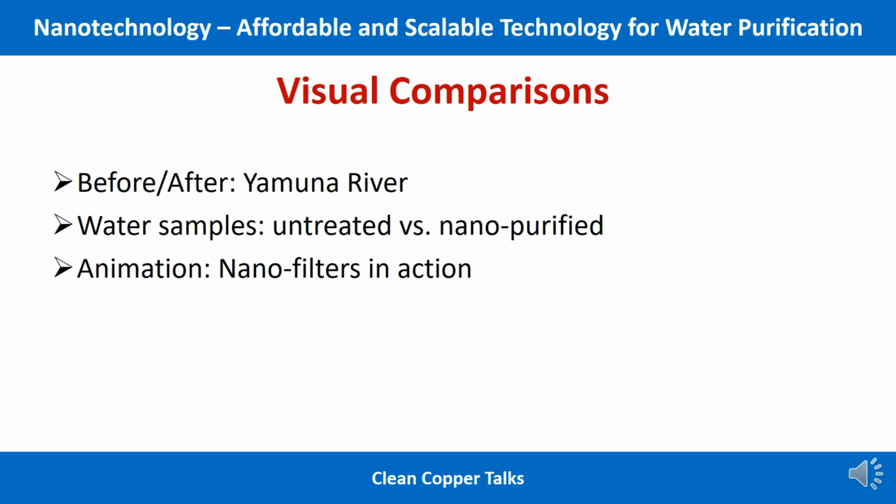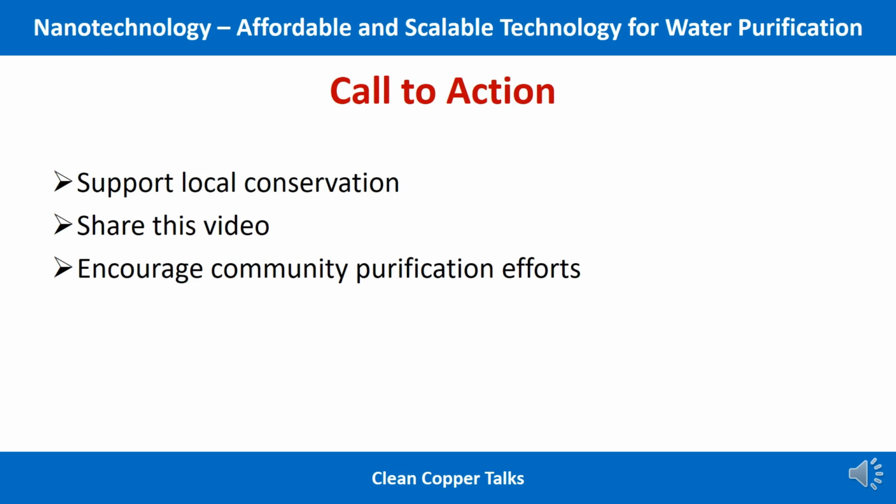We can see how the water changes after it is filtered through a nanofilter compared to how it was before. There is a wide difference just in the physical appearance of the water, and not just the physical appearance. If we go for water quality analysis, all the parameters can be seen as widely different from what they were before it was treated through nanofilters. So we need local conservation to support such technology.